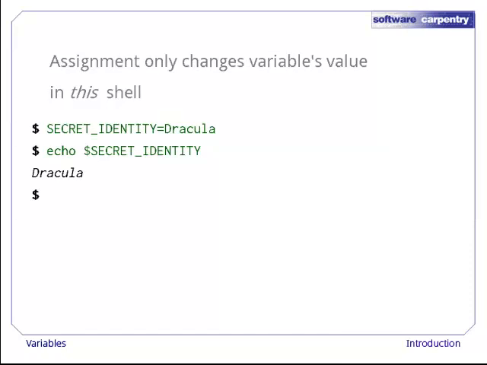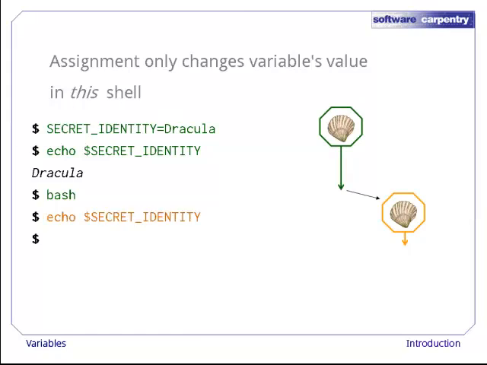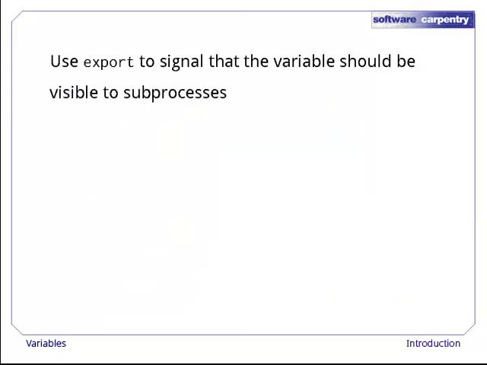Once it's set, let's run a fresh copy of the shell by typing the command bash. We now have 2 copies of the shell running, the original, shown in green, and its child, shown in orange. If we echo $SECRET_IDENTITY in the child shell, nothing is printed, because the variable doesn't have a value. If we exit the child shell and return to the original, we can see that yes, the variable does exist. If we really want the shell to pass a variable to the processes it creates, we must use the export command.